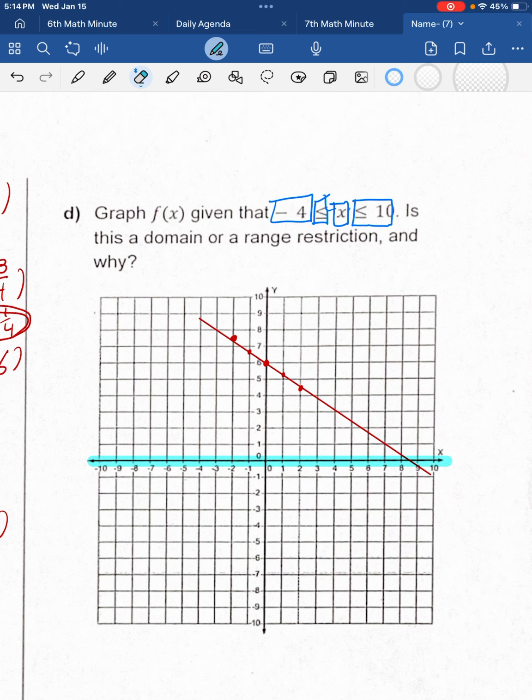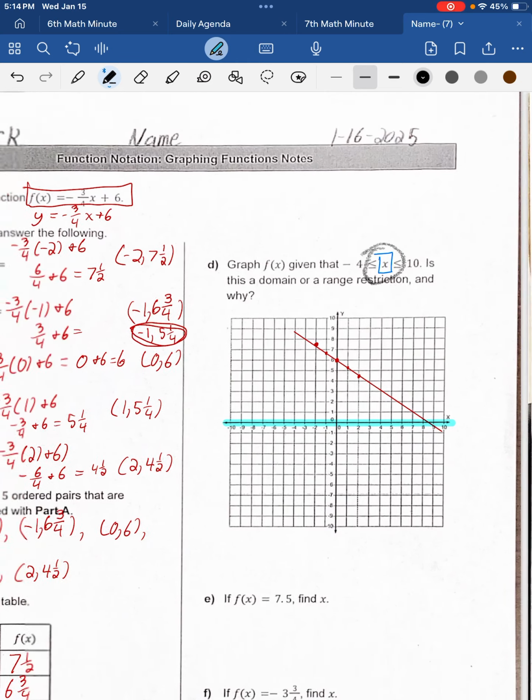Why the domain? Because it literally says right up here, the x. X is the domain. Yes, we did in turn restrict the y value also, because now it can't go infinitely forever, both in the y directions. But this condition right here told us to restrict the x. So technically, we're restricting the domain, the x.